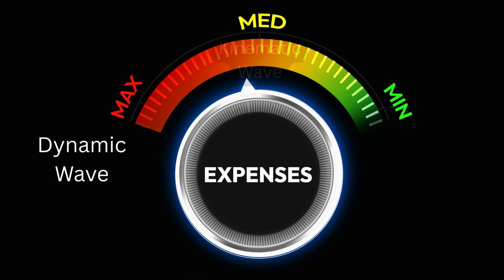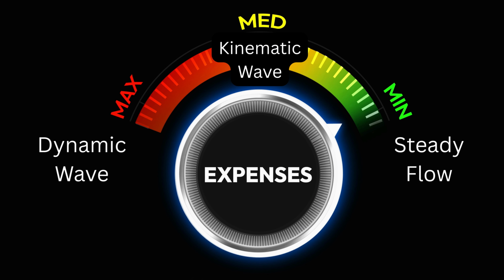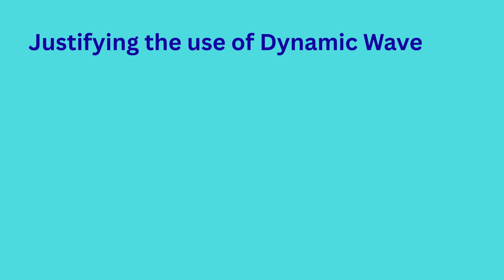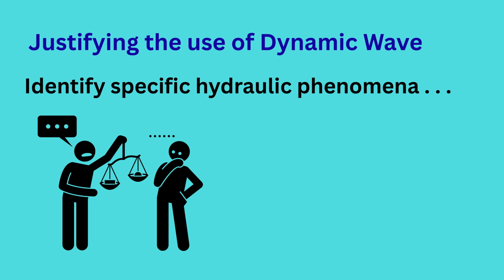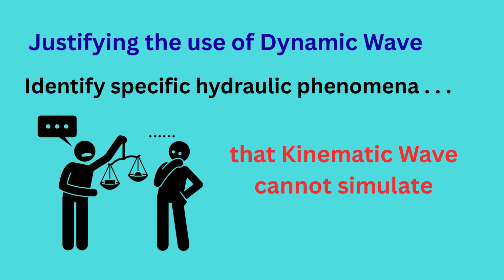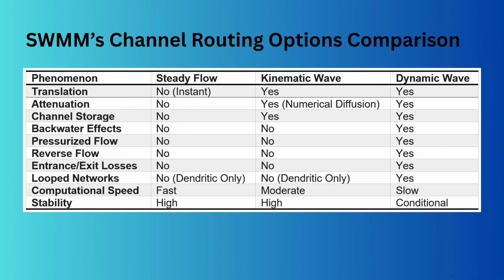Dynamic wave routing is the most expensive method computationally. Justifying its use requires identifying specific hydraulic phenomena in the system that kinematic wave cannot simulate. Use this table to better compare the capabilities of each routing method.